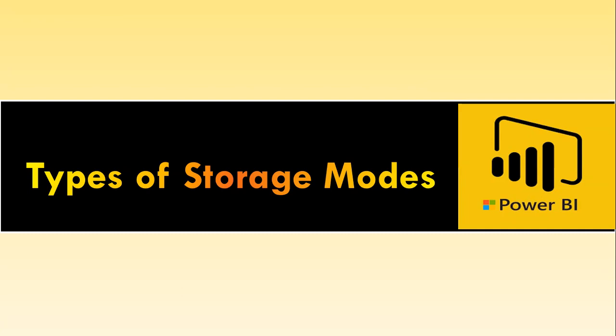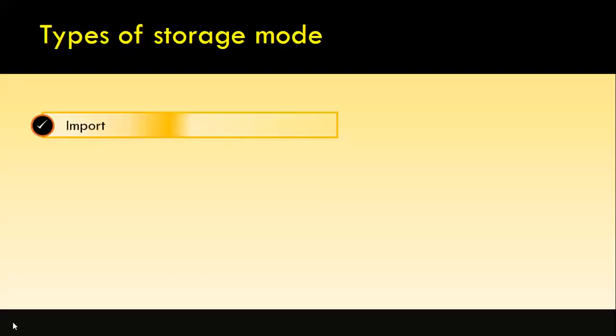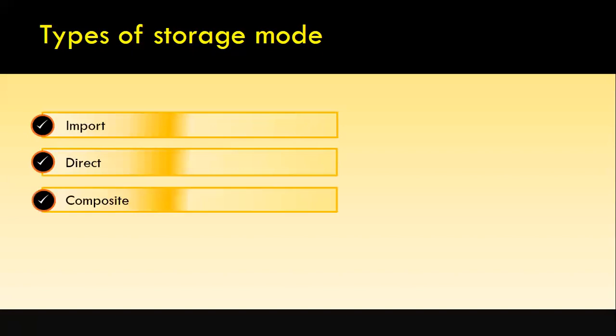Or even after creating the data model, from the performance point of view, you need to make sure what type of storage mode you need to choose. That is very much important. So we have different types of storage mode. One is the import mode, and the direct query mode, and composite mode, and live connection mode.